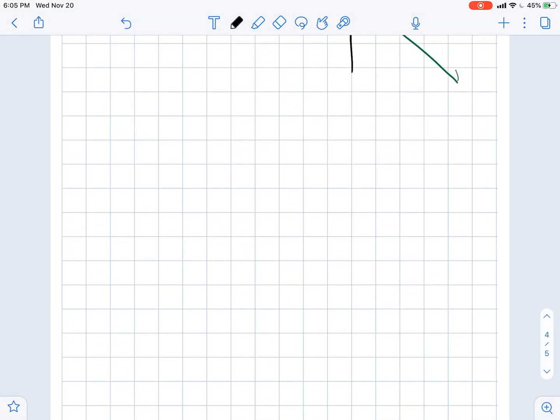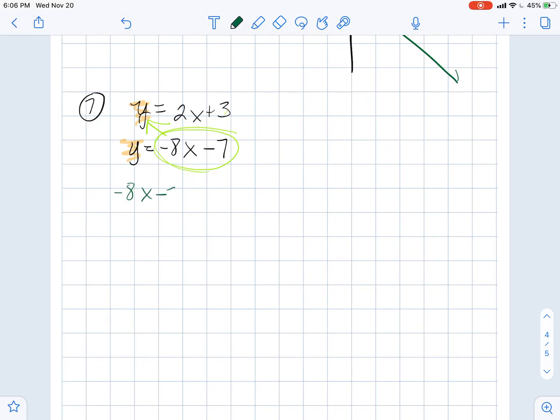Okay, number 7. I'm doing this one by substitution. And remember the rule that when you're doing substitution, if the two are both equal to y, they have to be equal to each other. Or you can think of it as that I am taking this y, because I know what y is, and I'm substituting it for y, okay? So when I do that, I get negative 8x minus 7 is 2x plus 3.